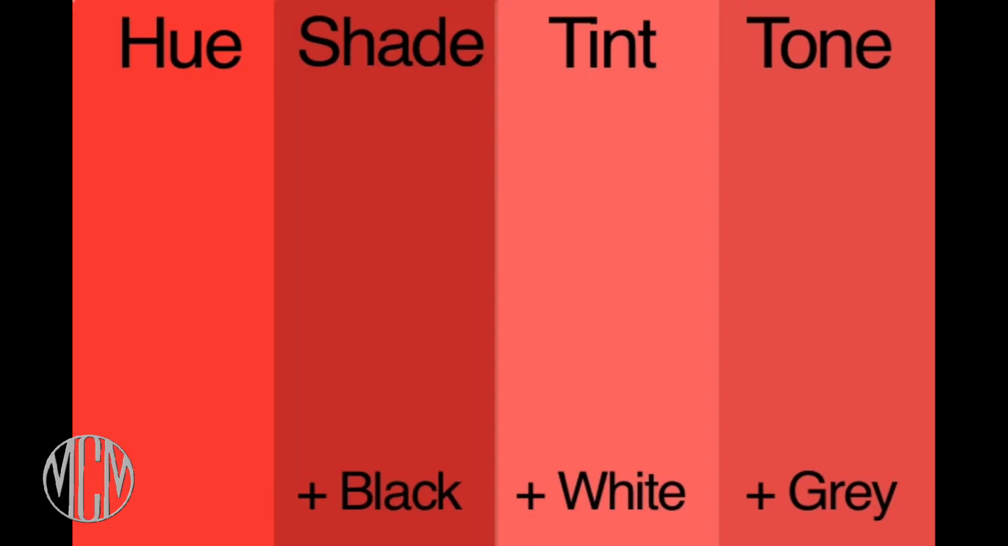Now, hue is the actual color of something. It refers to the color family to which it belongs. A shade is created when you mix black with a color. A tint is created when you mix white with a color. And a tone is created when you mix that same color with gray.